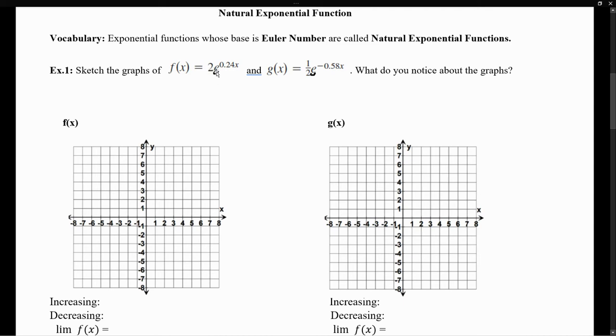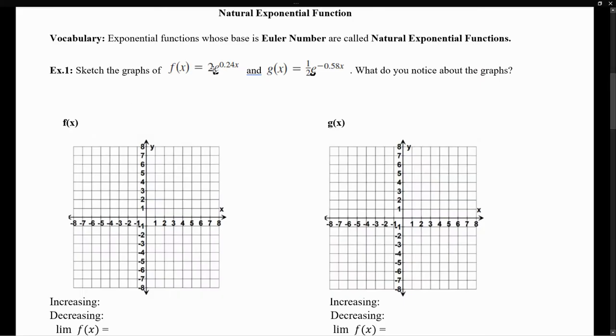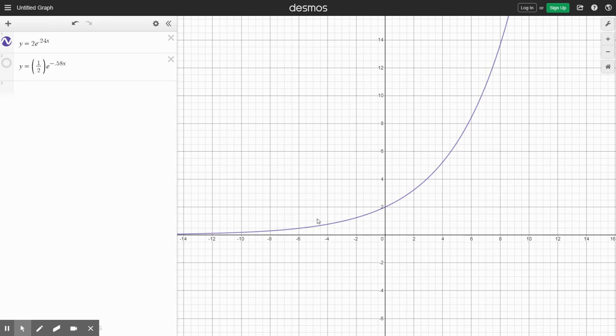2 e to the 0.24x, and 1/2 e to the negative 0.58x. So let's graph one at a time. And let's concentrate on the function 2 e to the 0.24x. So right now, let's graph the first function, which, notice, gives us this exponential function for sure. And notice that this is an exponential increasing function, or an exponential growth.